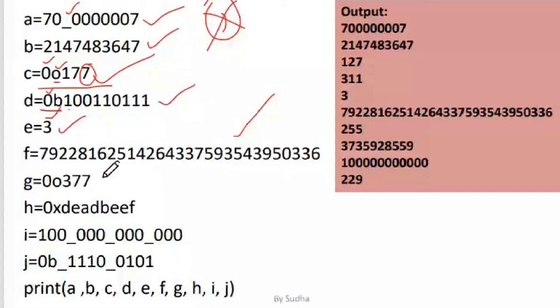Now coming to G, this is again an octal number, where I'm saying octal 377 and so on. Now I'm saying this is a hexadecimal number. When it sees a 0, it will search for whether it has an X or O or B. There is an X over here, and these are all the digits in hexadecimal. I'm just giving dead beef over here, which is a valid hexadecimal number. And coming to I, which is a simple integer numerical literal having some underscores.